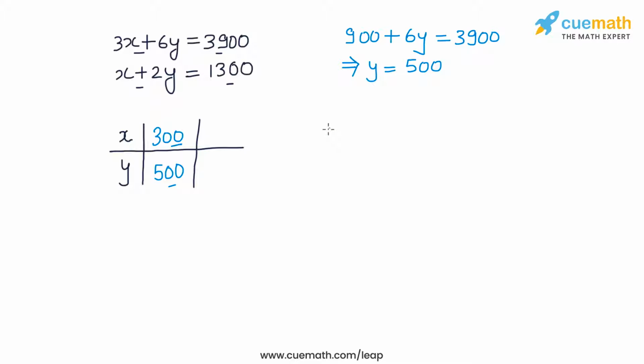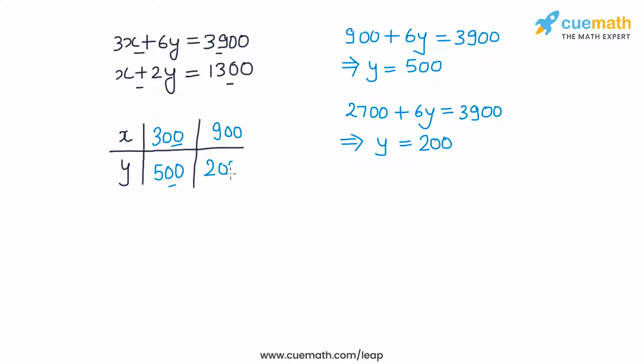Now let's take another value of x. Let me take x equal to 900. So I get 3x, which is 2700, plus 6y equal to 3900, and this time this gives me y equal to 200. So corresponding to x equal to 900, y is equal to 200. So 900 comma 200 is another solution for the first equation.